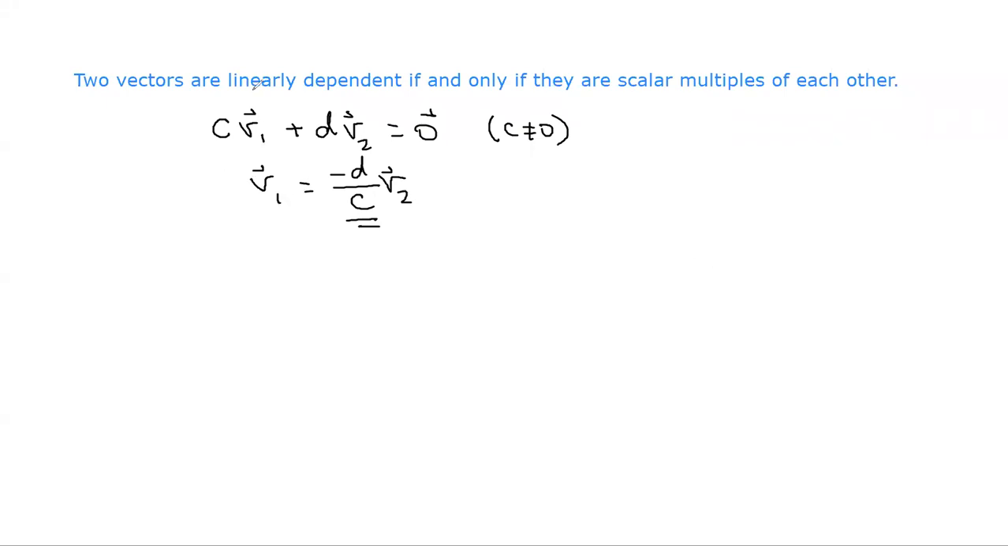In contrast, if they weren't linearly dependent, so if c and d had to be 0, we wouldn't be able to divide by c because c would be 0 and you can't divide by 0. Okay, so if you have two vectors and they're scalar multiples of each other, you don't have to put anything into a matrix. You can right off the bat tell that they're linearly dependent.